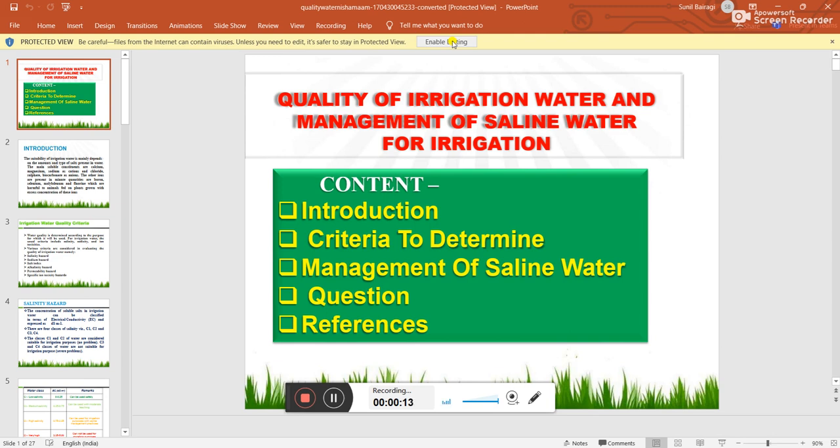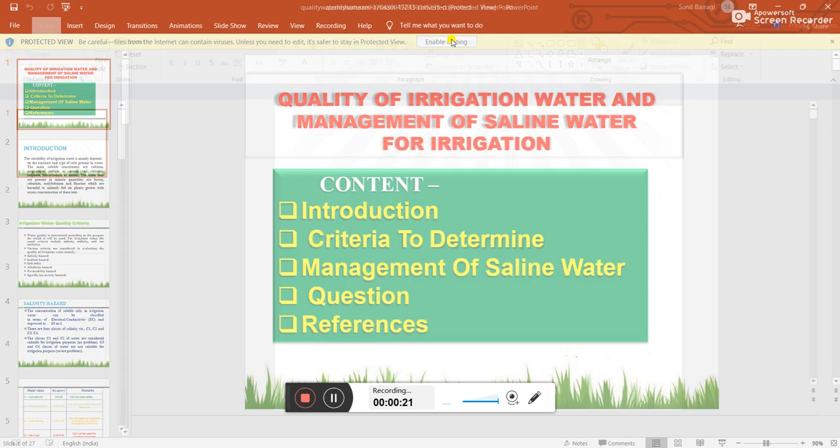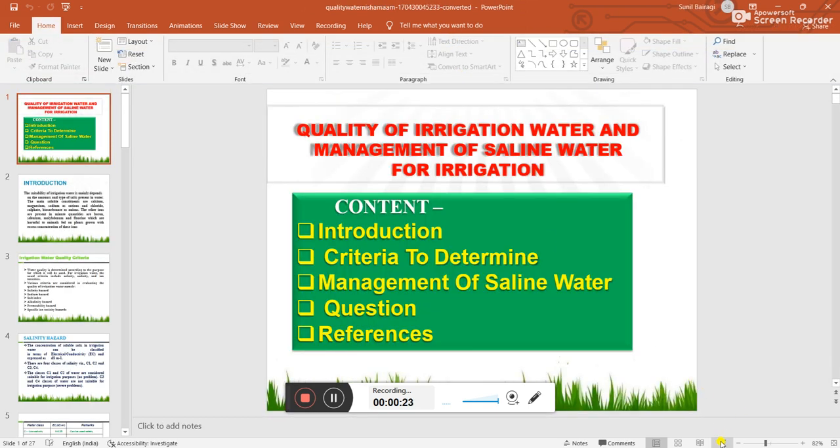So now our today's topic is quality of irrigation water and the management of saline water for irrigation. In this chapter we will see the introduction, criteria to determine different parameters, then management of saline water, and then questions and some references we are using for this chapter.